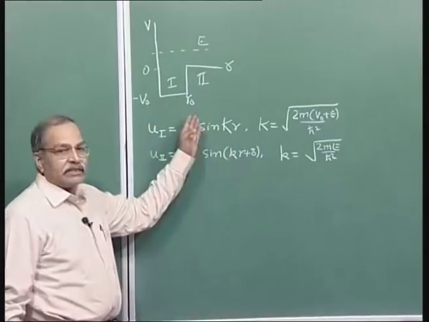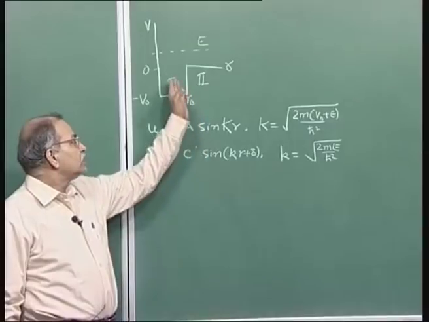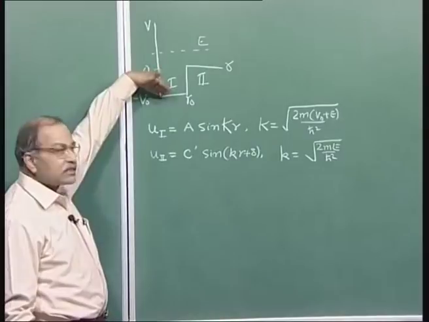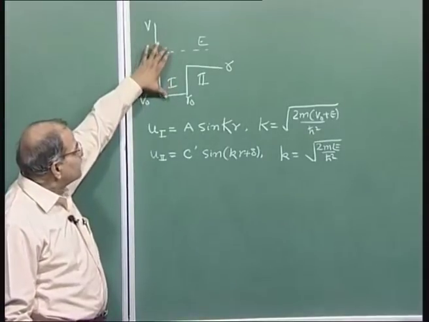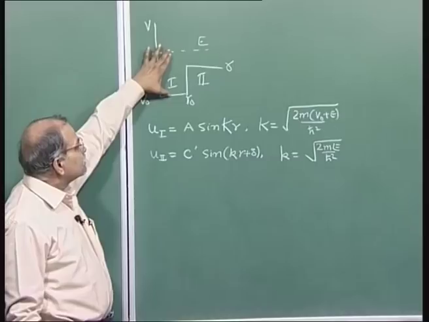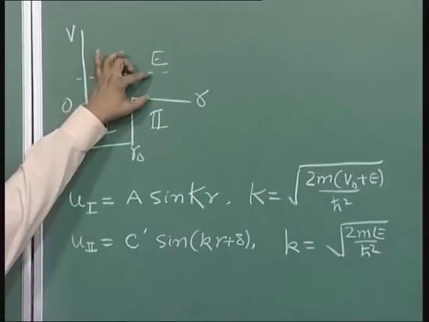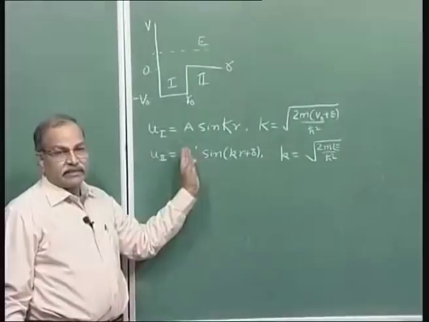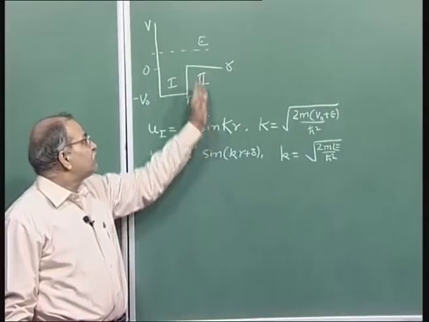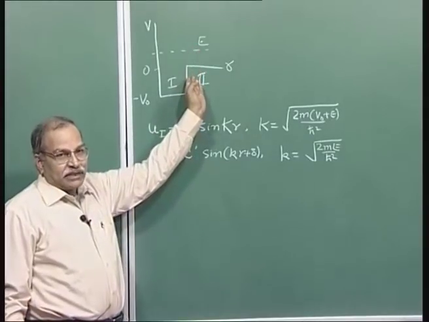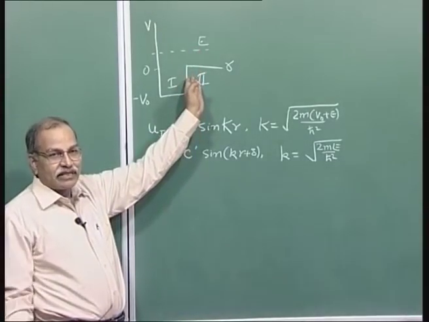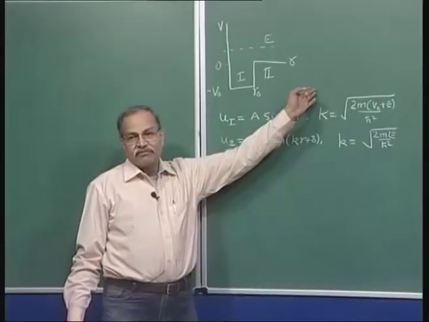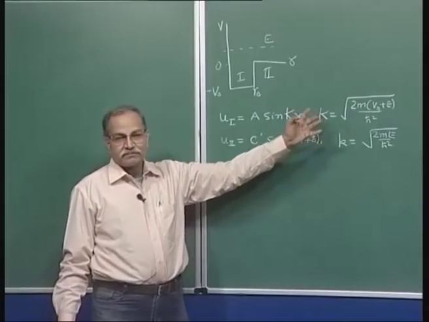So, both are oscillating functions, because in region 1 as well as region 2, the energy is more than the potential. So, in classical language, you have positive kinetic energy here as well as here. Then the wave function is sine cosine type oscillating functions. If the energy is less than the potential energy, that means classically kinetic energy there becomes negative, then you have an exponentially decaying function, e to the power minus gamma r or so.